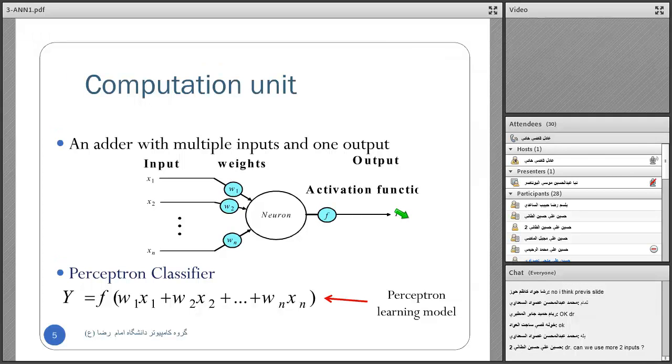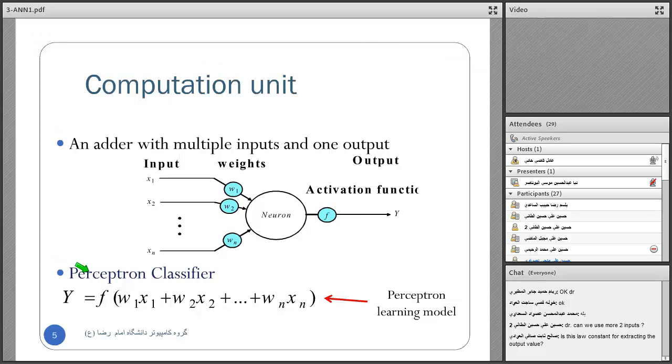Okay, a neural network that has one computation unit is called a perceptron. A perceptron is a neural network that has only one computation unit, and we could use this perceptron for classification. It is the perceptron classifier.